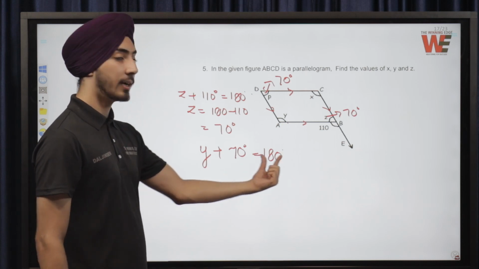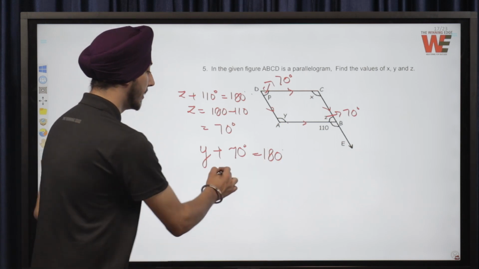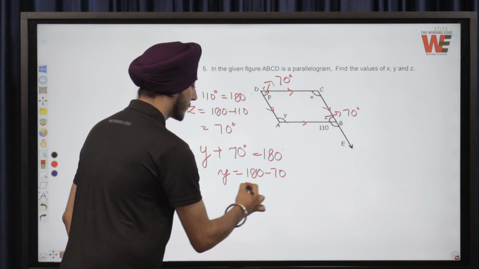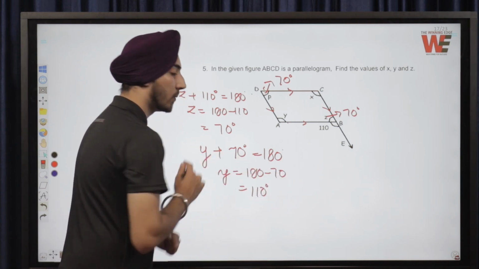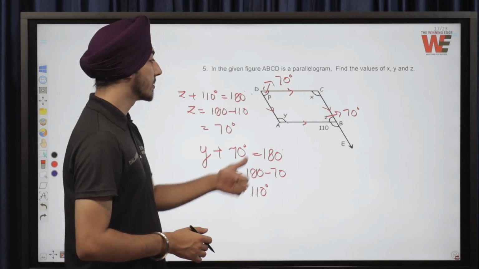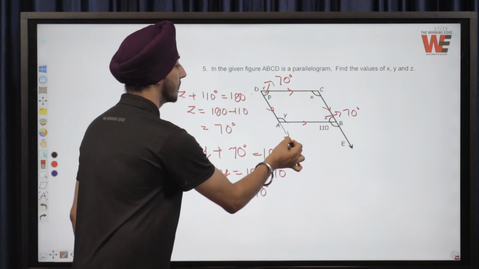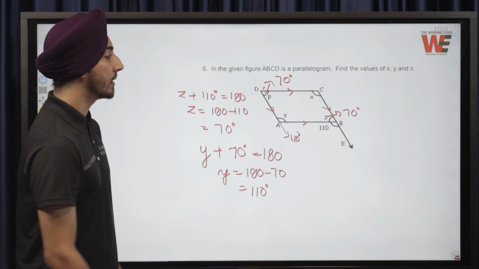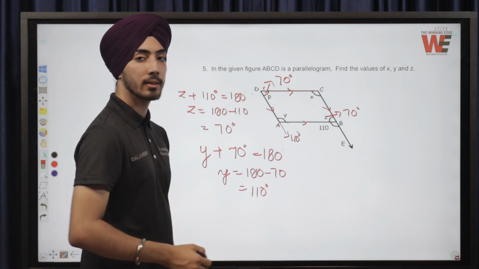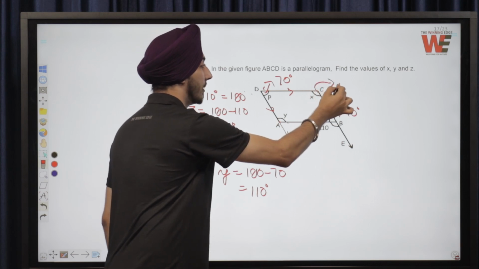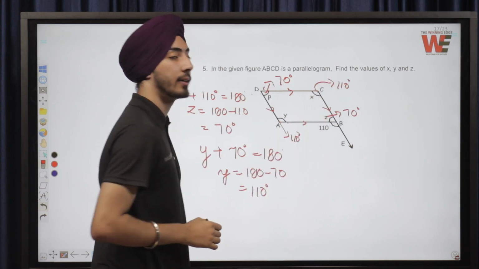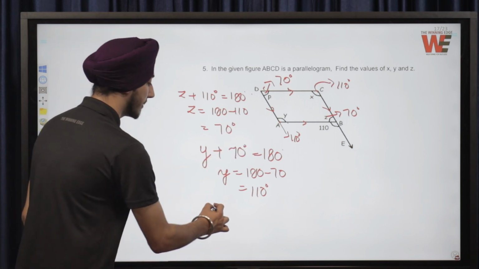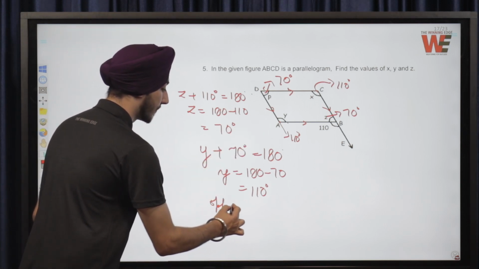So we added them up and we place them equal to 180 degree. So y will be equal to what? Y will be 180 minus 70, which will give you 110 degree. Right. So in place of y, we will write down 110 degree. Now if y is 110 degree, then x is the opposite angle to it. So x will also become 110 degree. Okay? But then again, you need to write down this reason that opposite angles in a parallelogram are equal.